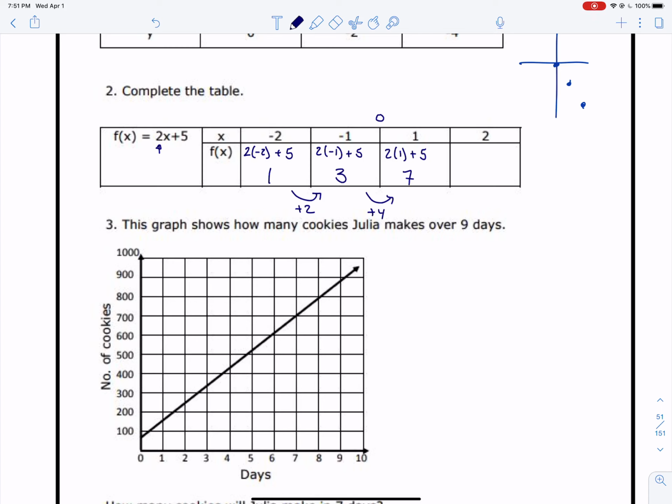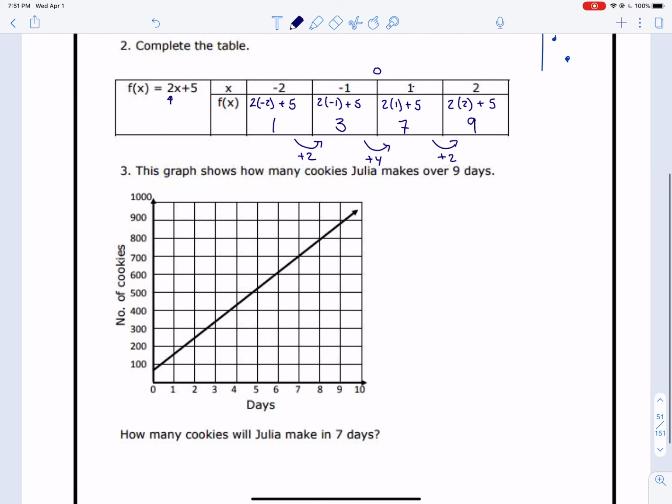Okay, and then from 1 to 2, that is 1, so this will go by 2. So let's just make sure, 2 times 2, and then plus 5, so 4 plus 5 is 9. So yes, it does. All right, so we always check, like always think about this, make sure it makes sense.